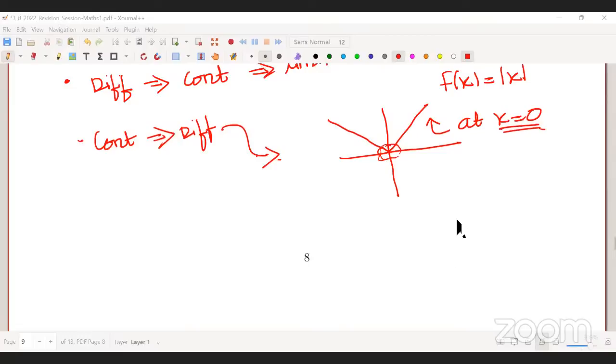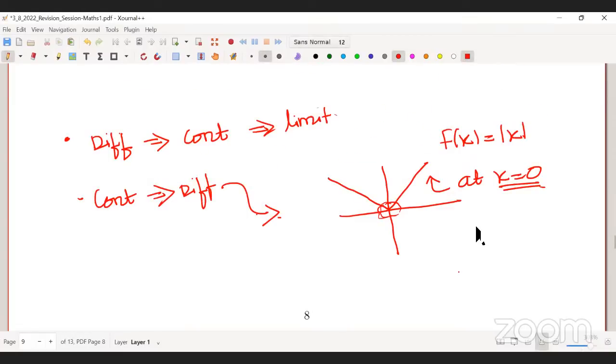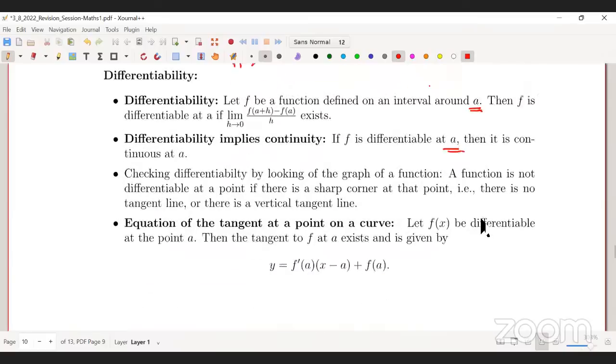So suppose you have a sharp corner. Here you have a sharp corner. So at x equal to 0, you have a sharp corner. That's why this function is not differentiable at x equal to 0. So if in the graph you don't have any sharp corner, then you can say that this function is differentiable. And if there is a sharp corner at some point x equal to a, then you can say that this function is not differentiable at x equal to a.